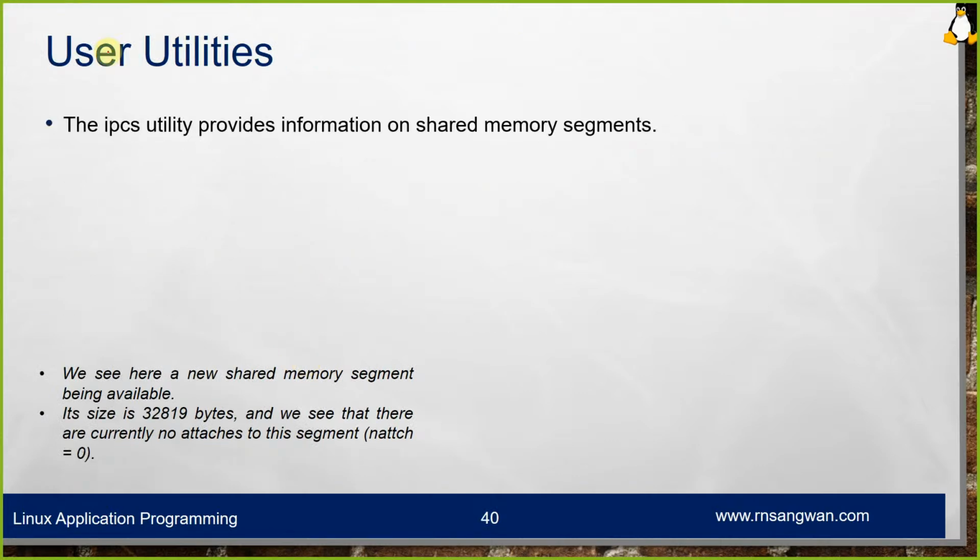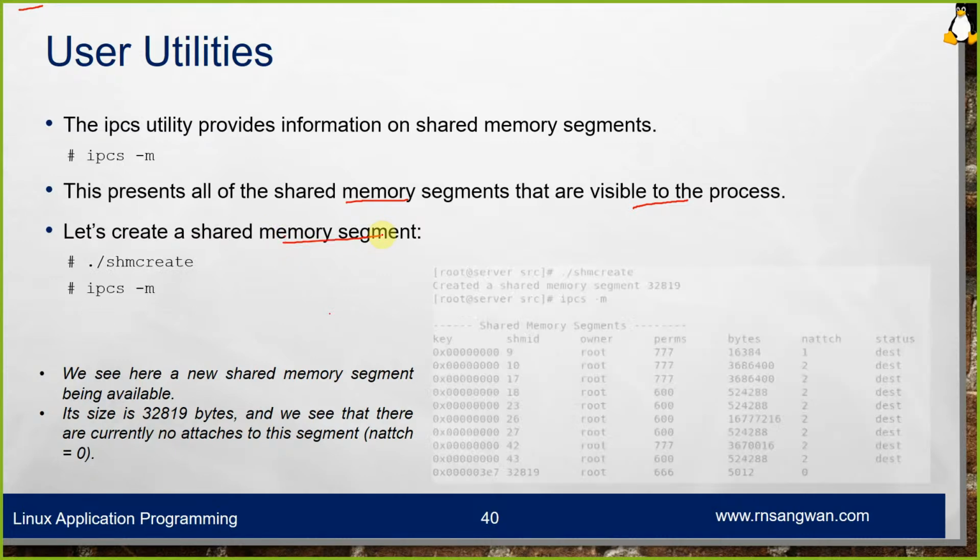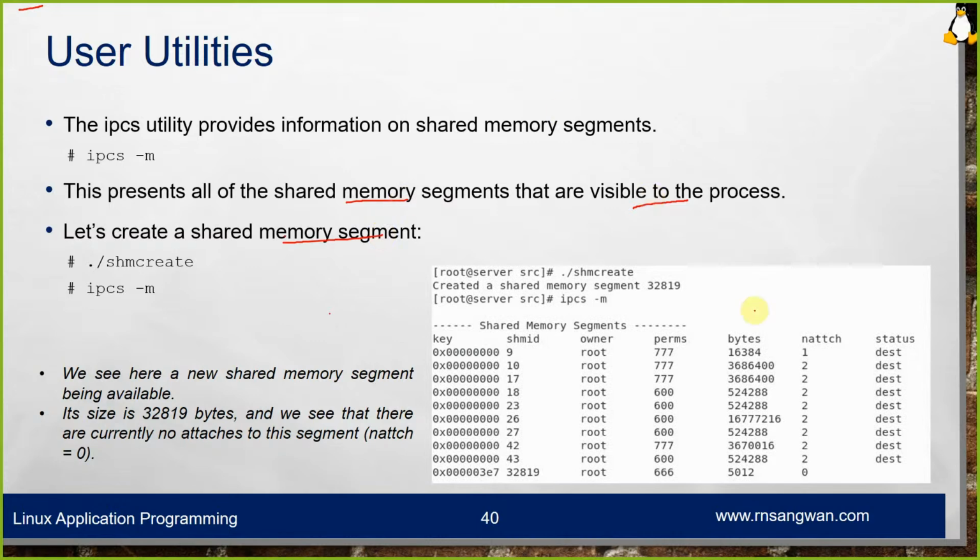There are user utilities for this, the ipcs utility, which is the same thing. ipcs -m will present all the shared memory segments that are visible to the process. To create, we already have the program executable created for this, shm_create, shm -n, and this is a screen grab of the output. And if you notice, this is what we have created. We see a new shared memory segment being available, size being 32819 bytes, and we see that there are currently no attaches to this segment.